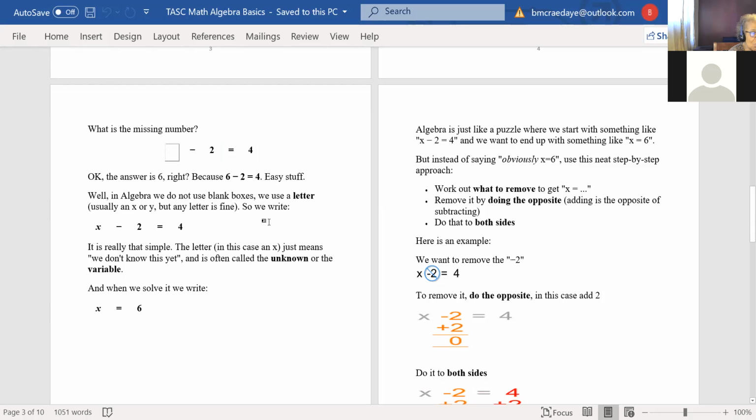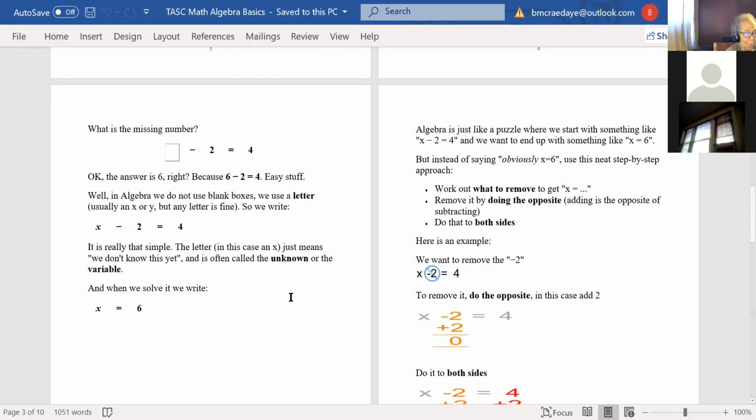Now, in algebra, we don't use these little blank boxes. We use variables, X or Y, but we can use any letter from A to Z. So instead of the box, we say X minus 2 is 4. Add the 2 to both sides, and that gives us X equals 6. The reason we do that to both sides is because we have to keep the equation in balance. And what we do to the left side, we have to do to the right side.